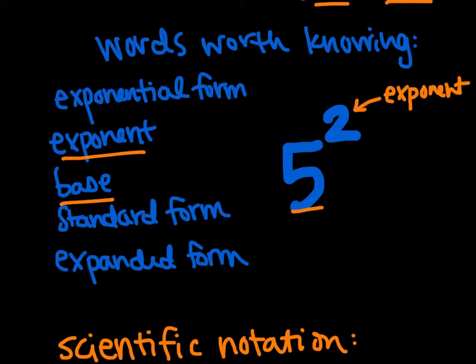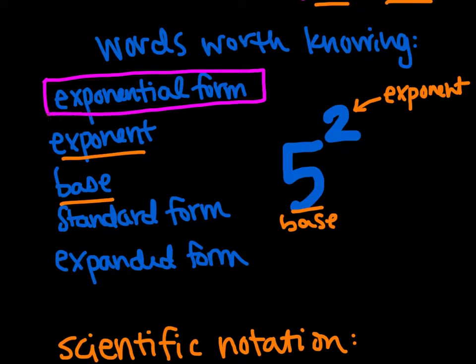And right here, number 5, right there, that is our base. So that's the number we're going to be multiplying over and over. This entire format is called our exponent form. So right here, that 5 squared, or 5 raised to the second power, that is called our exponential form. That is the form that a number can be written. Any number can technically be written as an exponent.